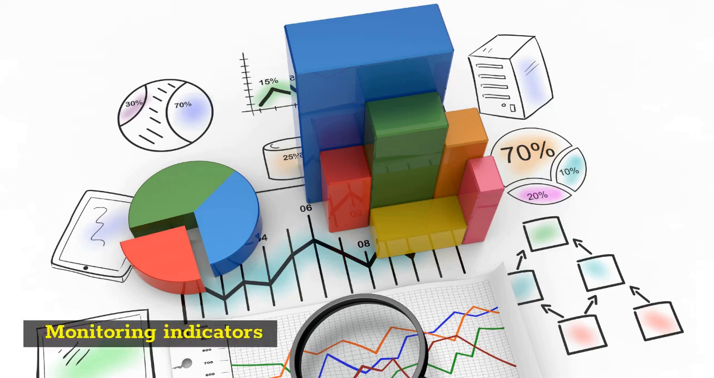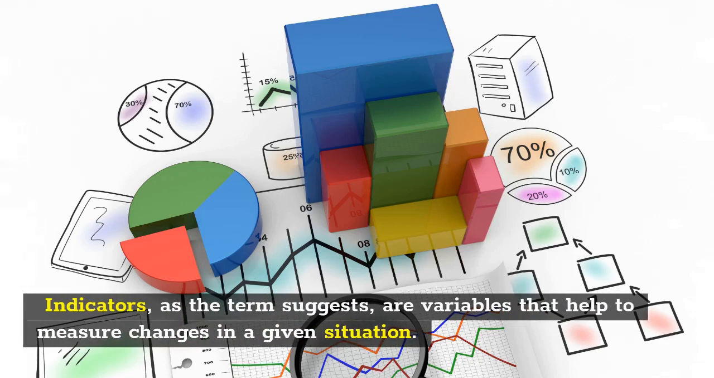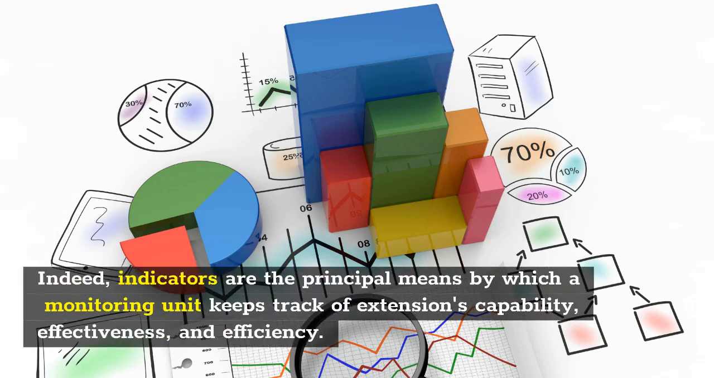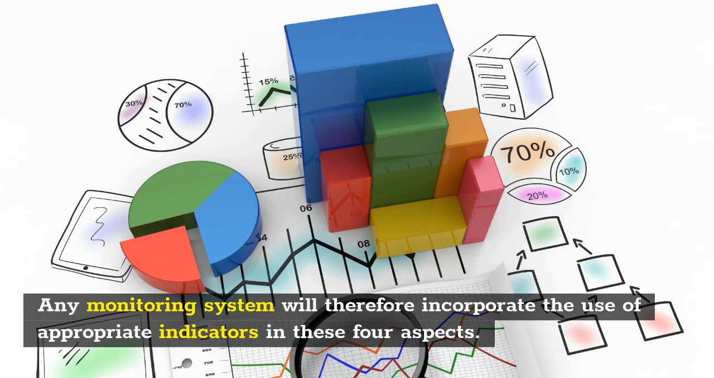Monitoring indicators. Indicators, as the term suggests, are variables that help to measure changes in a given situation. They are tools for monitoring and evaluating the effects of an activity. Indeed, indicators are the principal means by which a monitoring unit keeps track of extension's capability, effectiveness, and efficiency. Any monitoring system will therefore incorporate the use of appropriate indicators in these four aspects.